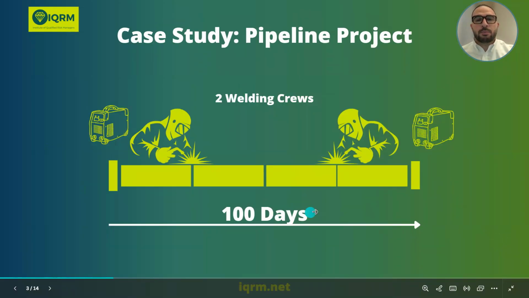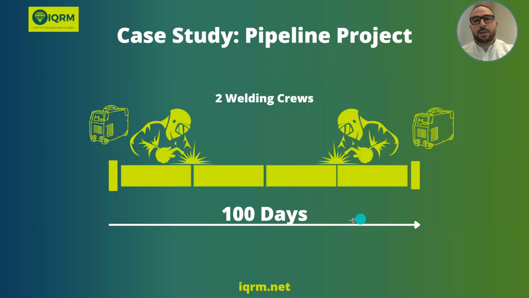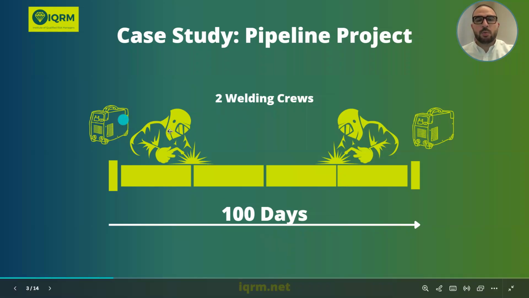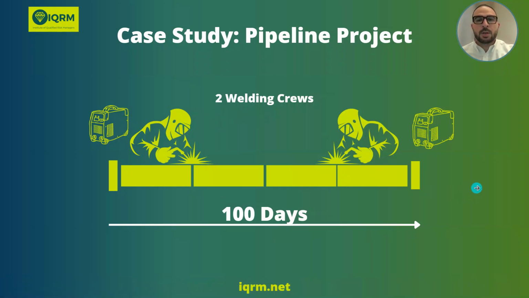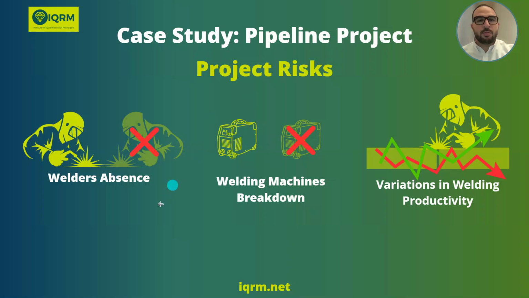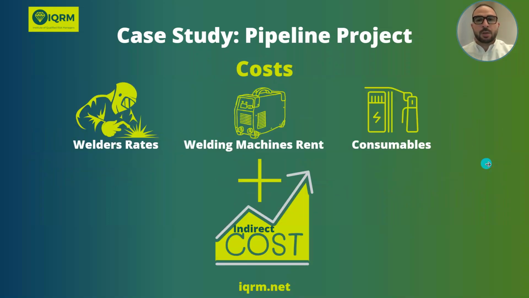Let's have a case study about this. We have a welding of a pipeline that should take 100 days to finish, and we have two welding crews and two welding machines to complete this work. We have identified the risks: welder absence, welding machine breakdown, and variation in welding productivity. And also the cost elements: the pay per day for every welder, welding machine rents, the consumables, and the indirect cost to perform the job.